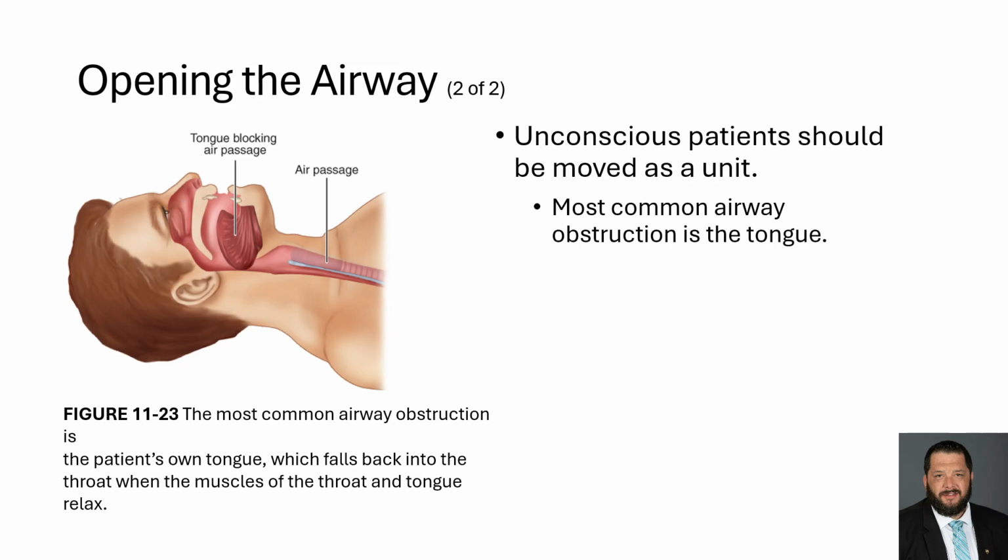The number one airway occlusion, or the thing that occludes the airway most frequently, is the tongue. As you see here in the side view, the tongue can slide back into the back of the oropharynx, occluding the airway, and is the most common airway obstruction. For opening the airway and assessing the airway, we're going to use one of two techniques. We'll either use the head tilt chin lift maneuver or the jaw thrust maneuver.